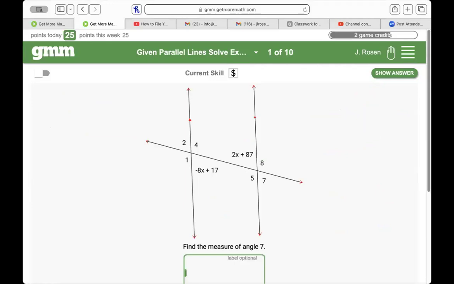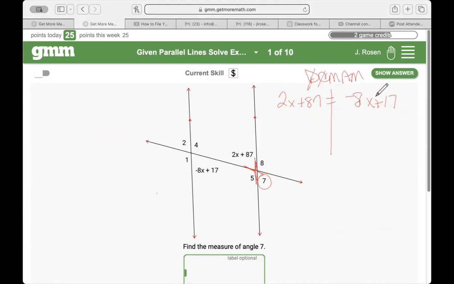So let's see. Ooh, these are alternate interior angles, so we know that they're equal to each other. And we want to find the measure of angle 7, which is also going to be equal. So that one makes our steps pretty simple, right? We're going to take 2x plus 87, set it equal to -8x plus 17. And "Don't call me after midnight." No distribution, no combining like terms.